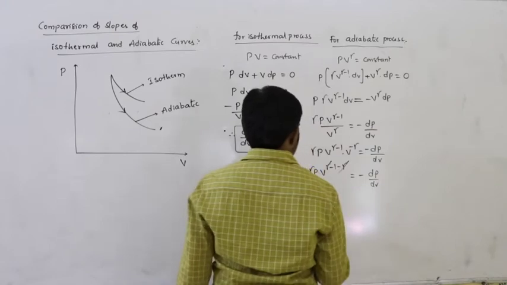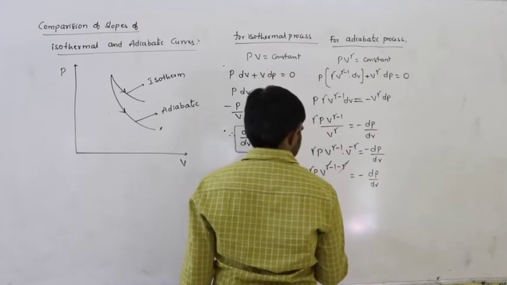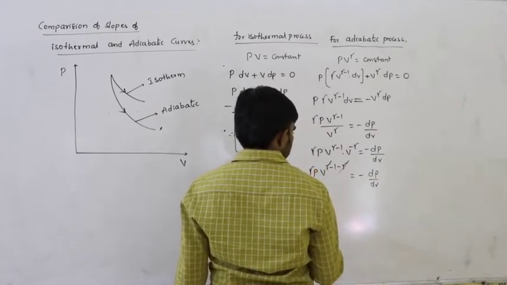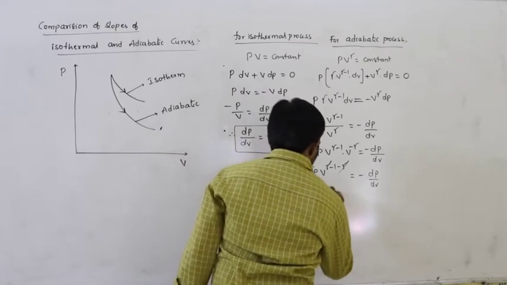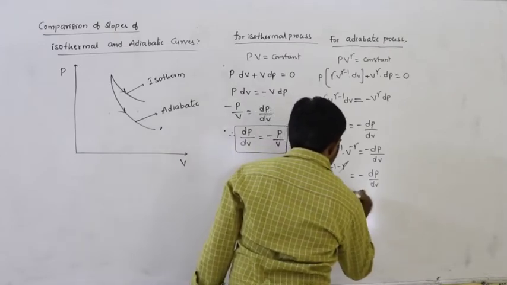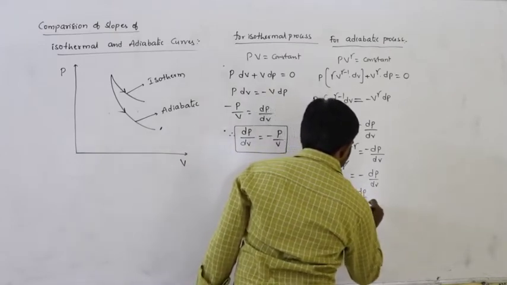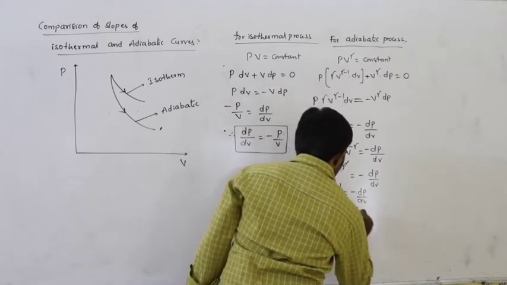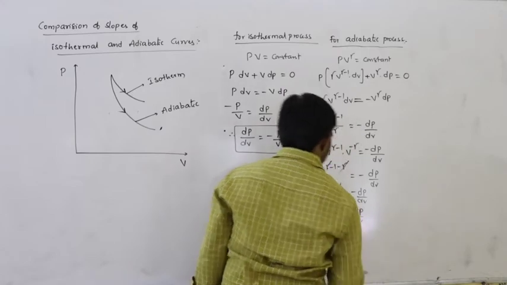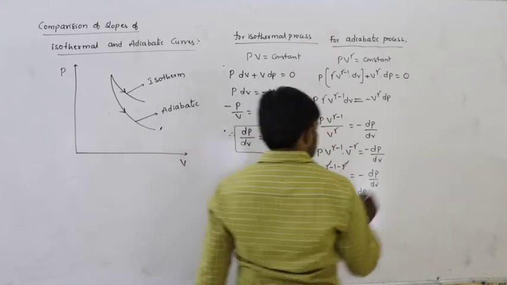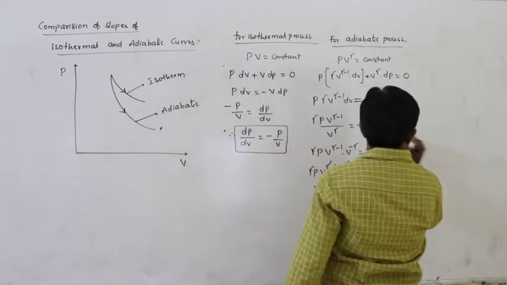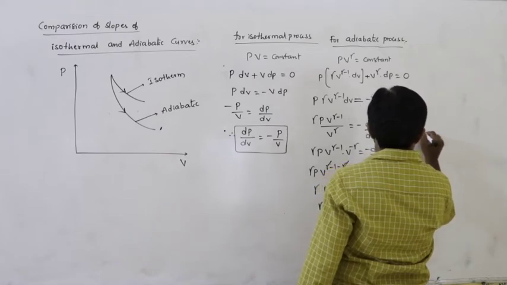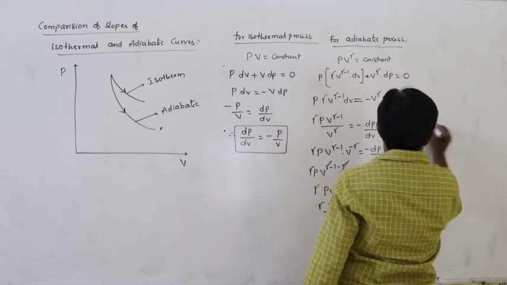Gamma cancels. So gamma into p v power minus 1 is equal to minus dp by dv. So this can give p by v, minus dp by dv. So from this we can write dp by dv is equal to minus gamma into p by v.